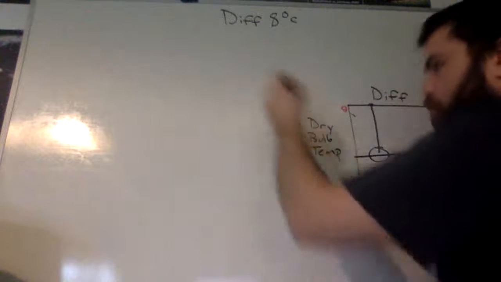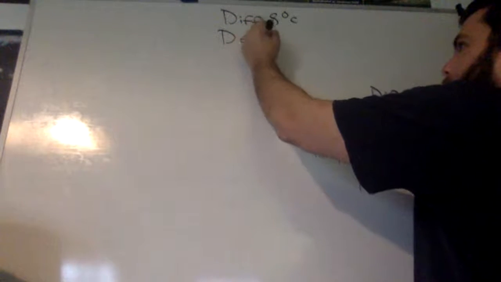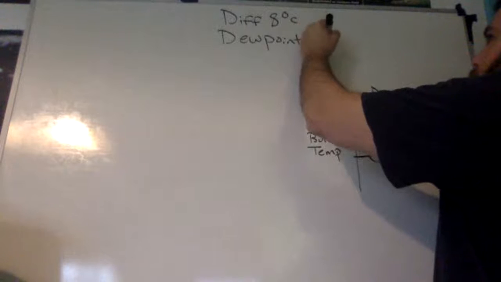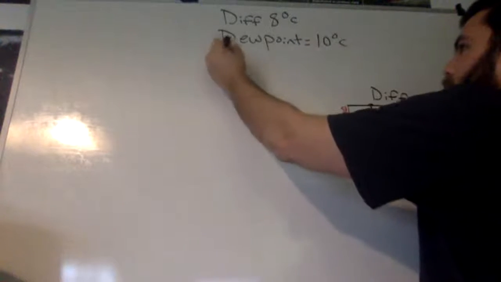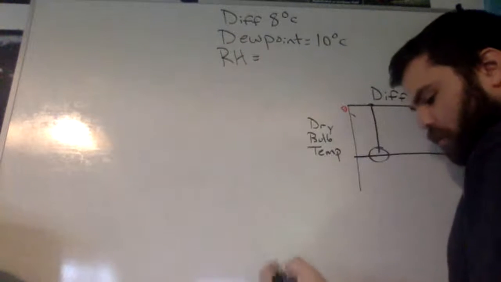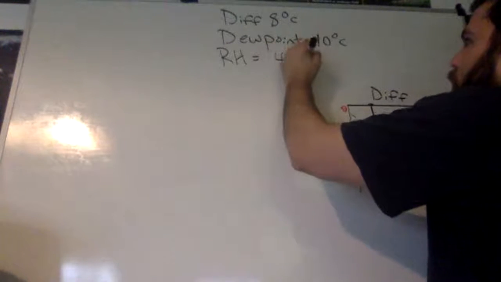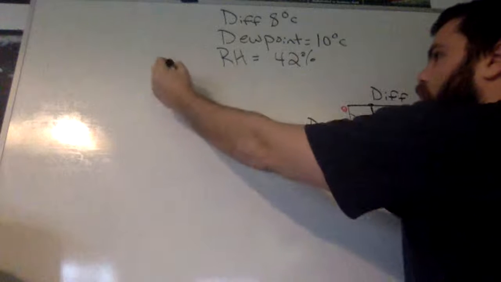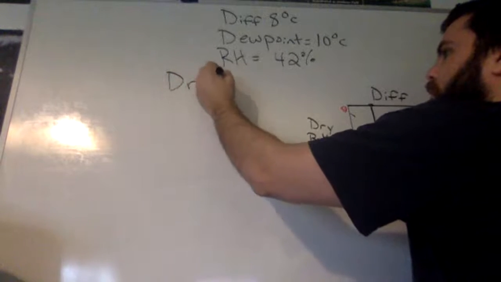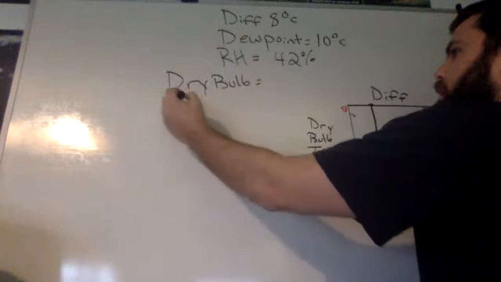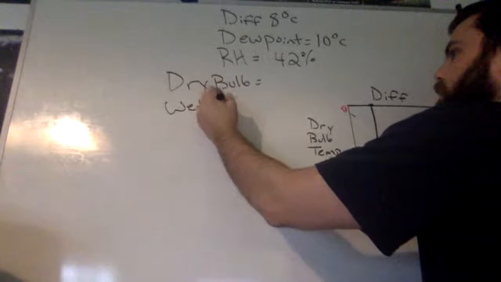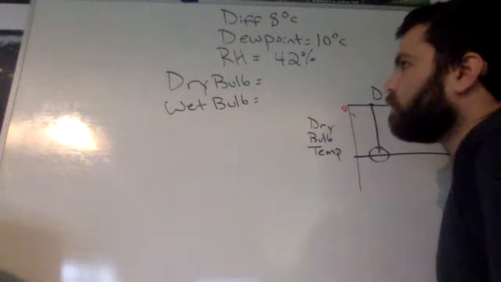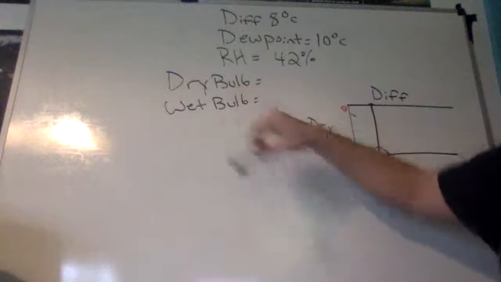They give me the dew point equals 10 degrees Celsius. And then they give me the relative humidity, which equals 42 degrees, okay? So now I have to find the dry bulb and the wet bulb, okay? So let's try to figure this out really quick.